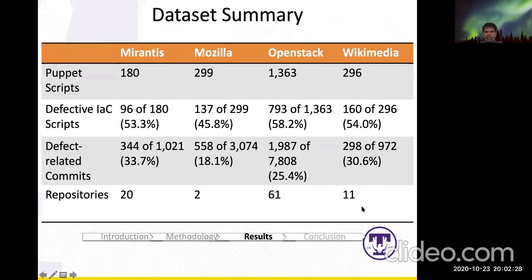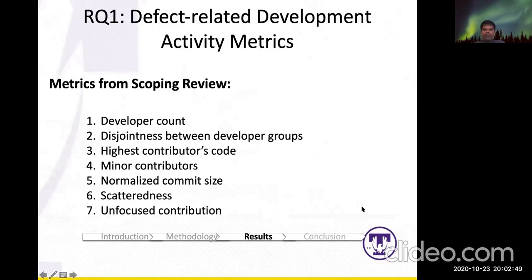So this is a summary of our data set. Our data set comes from 4 organizations, has a set of around 2,000 scripts. The distribution of defective scripts is around 50% for our set of scripts. So from a scoping review, we altogether identified 7 metrics.